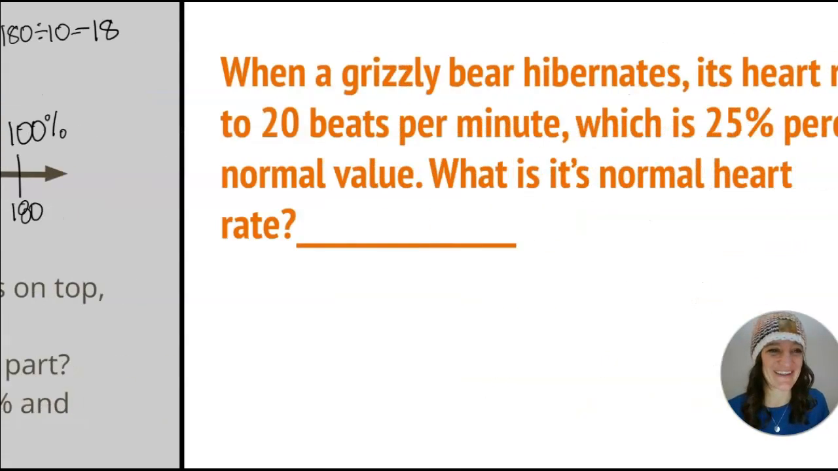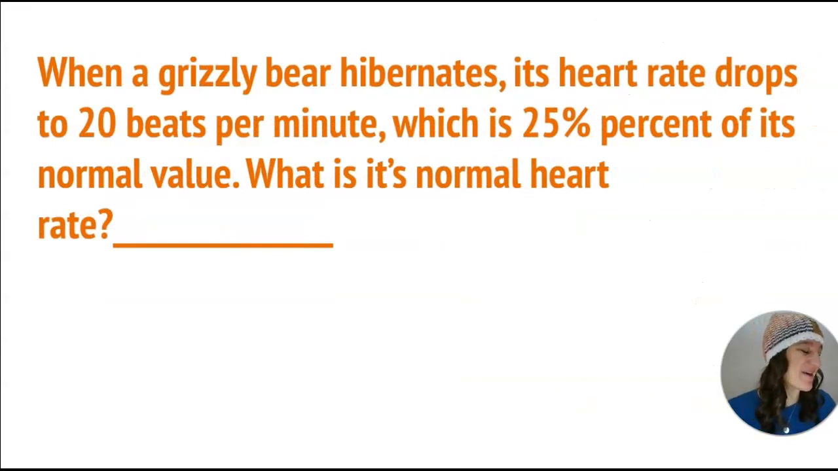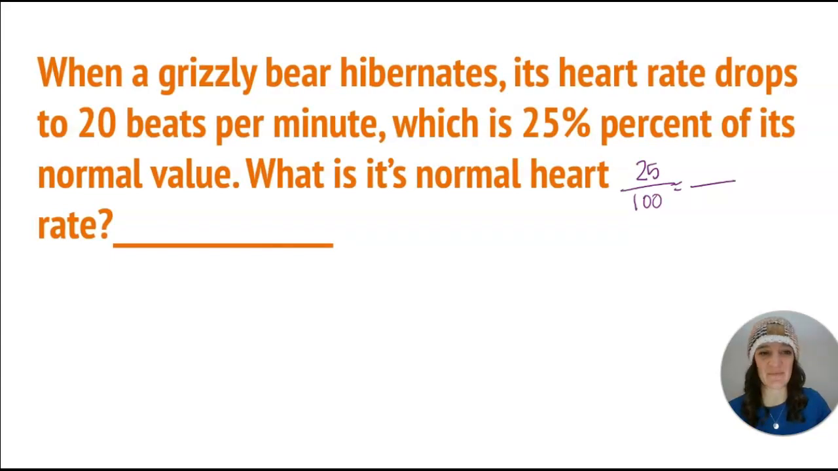Let's keep going. Let's keep practicing. If a grizzly bear hibernates, its heart rate drops to 20 beats per minute. That's only 25% of its normal value. What is its normal heart rate? Honestly, I'm such a ratio fan that I have to set it up this way to understand. 20 is not the total, right? It's a heartbeat when it hibernates, so it's not its normal regular total amount. So I'm going to put it on top.